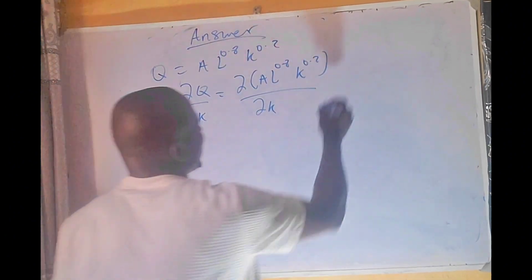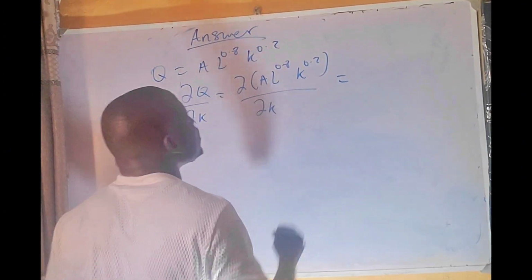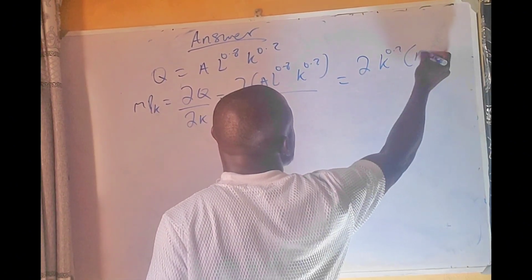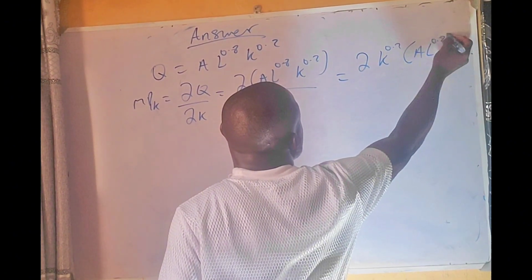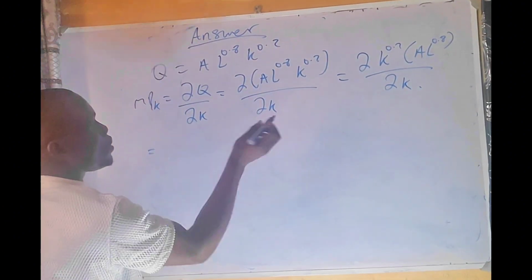For the sake of those whose partial derivative is still not very clear to them, we write the derivative of K raised to power 0.2 into A L^0.8 with respect to K. Then this will now be what?